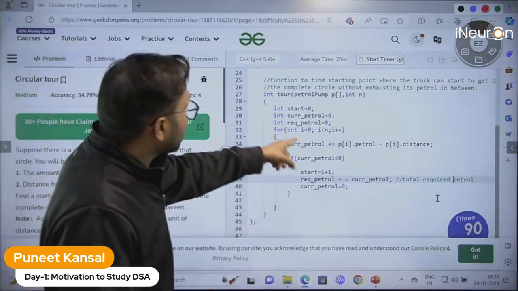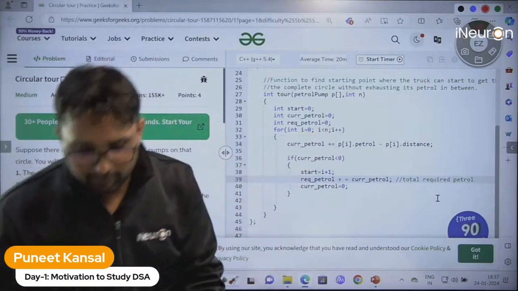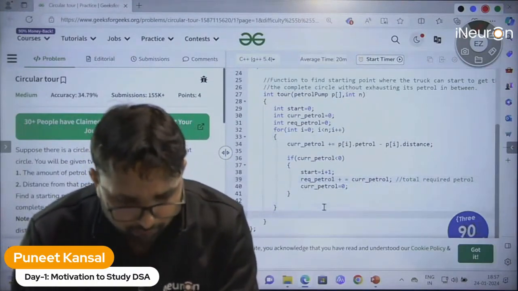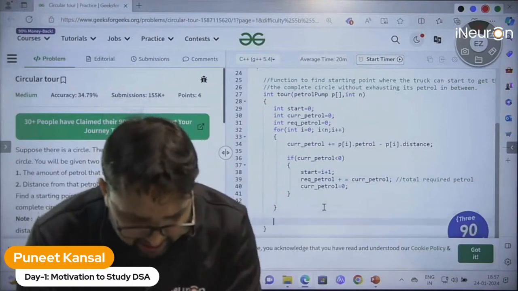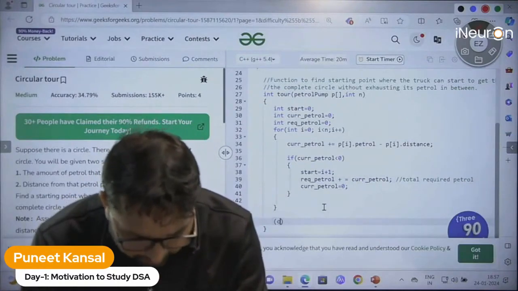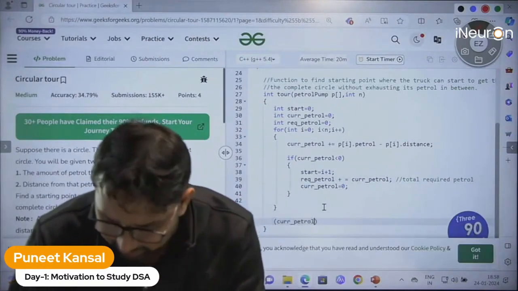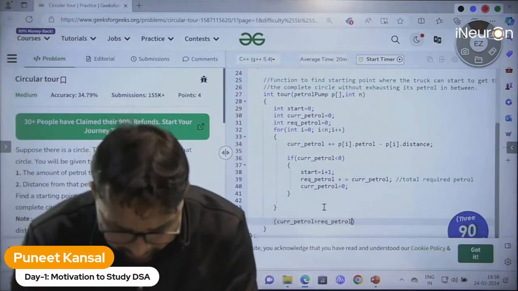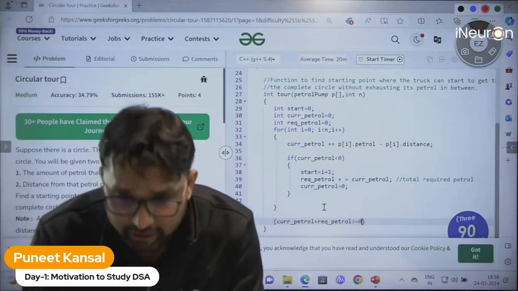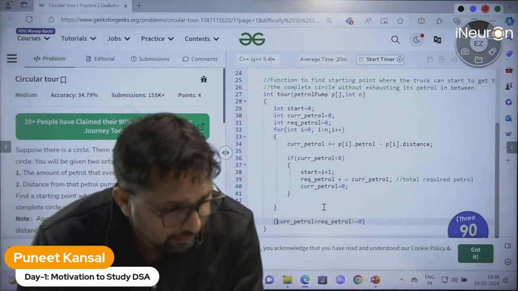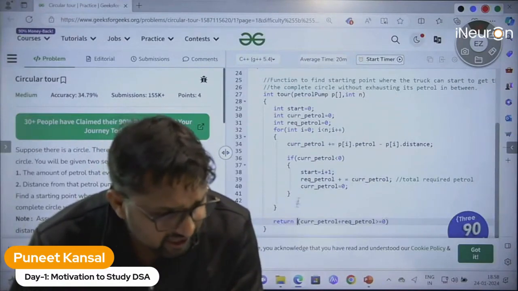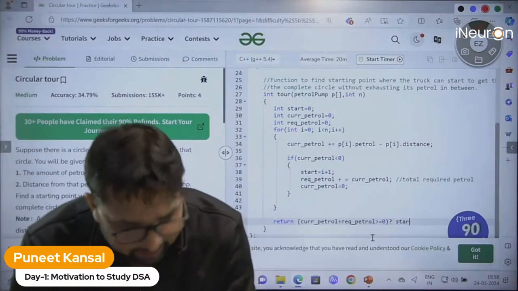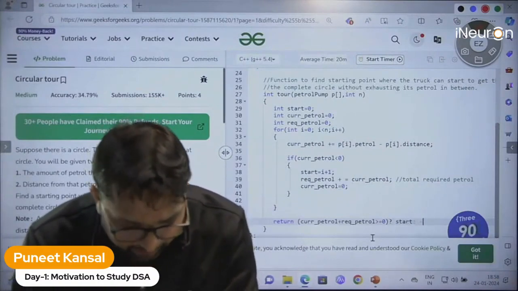After going through all the stations, this loop is going from 0 to n. After reaching the end, let me come out of the loop. After coming out of the loop, I will check: if the current petrol plus required petrol, if both of them is greater than or equal to 0, let me write it in the form of a ternary operator so we can return directly from here. If this condition is true, then I will return the start. Otherwise, I will return -1.